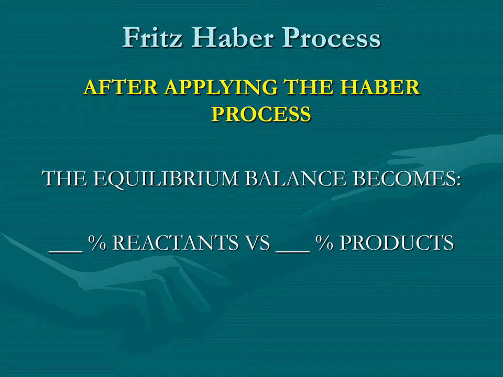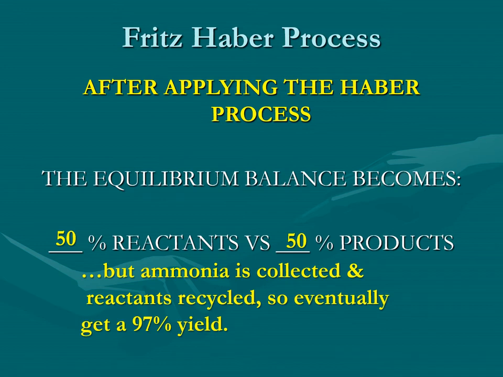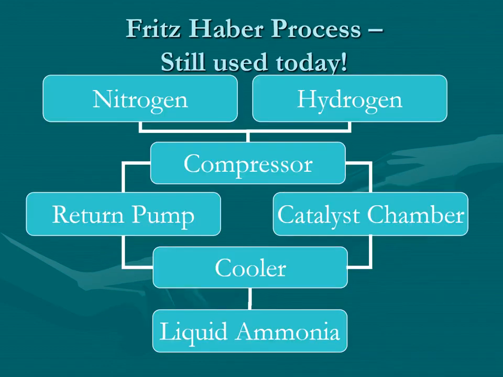They found that the equilibrium balance actually became closer to 50% reactants and 50% products. Quite a difference from 99% reactants and 1% products. But since ammonia is collected and the reactants are recycled, you eventually get a 97% yield. This ended up saving lots and lots of lives by being able to produce the food needs for many, many people. In fact, this process is still used today.